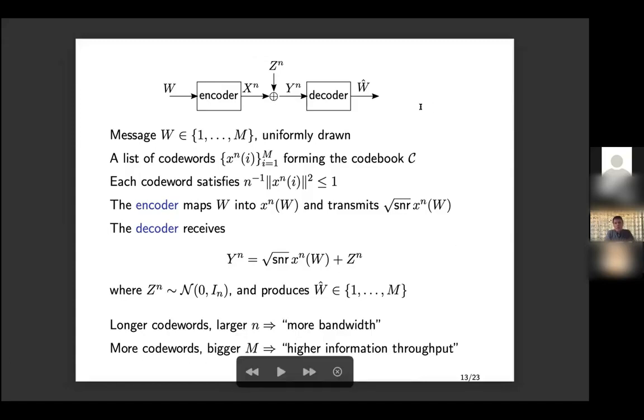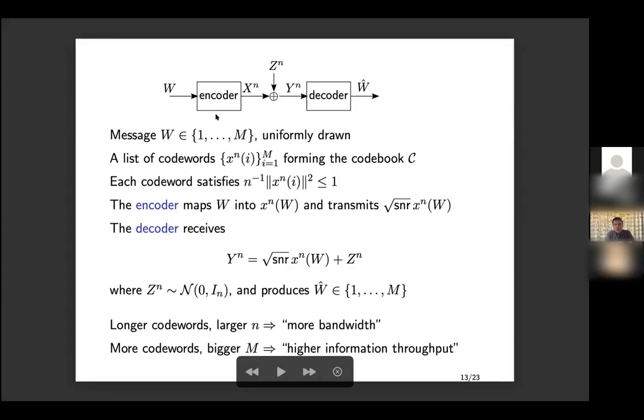So to get started, I have to introduce this system here. We have a message W, and we want to communicate W. W is an integer between 1 and M, and it's uniformly drawn. So it's some raw information that we want to communicate from here to over here. So raw message W of resolution M. And the communication happens in noise, and the noise sits here.